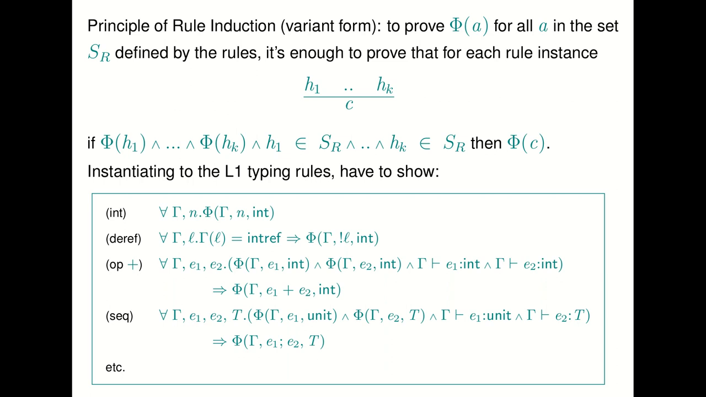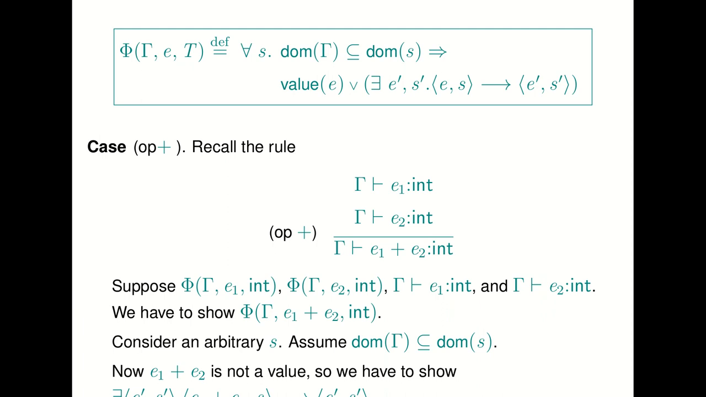for instance, in the op case, if progress holds for E1 and progress holds for E2, then progress will hold for E1 plus E2, all three of these at the type int. And that will give us a set of proof goals that we have to show, and these will correspond one for one to the rules in the type system. And so let's look at one specific case of this.